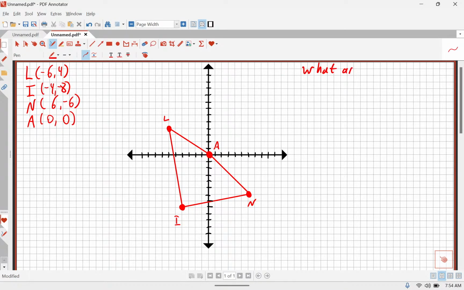What are dilations? And how, I should say, how do they affect figures on the coordinate plane?